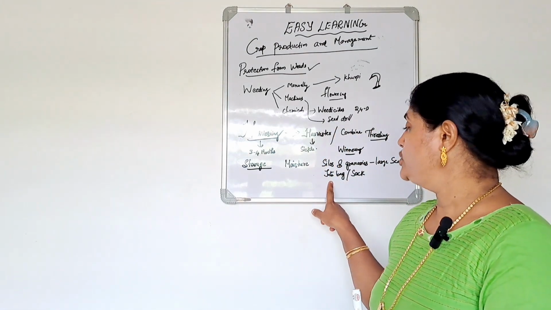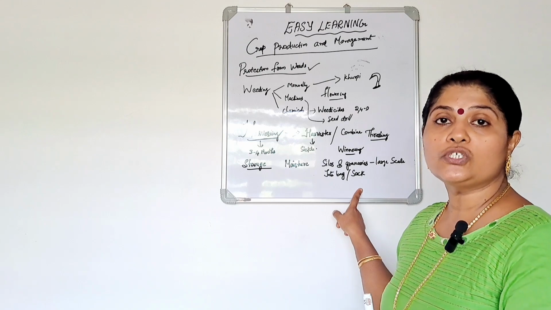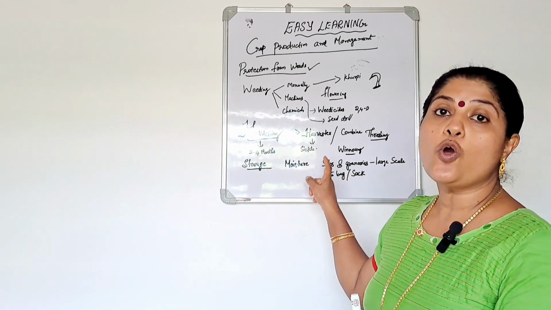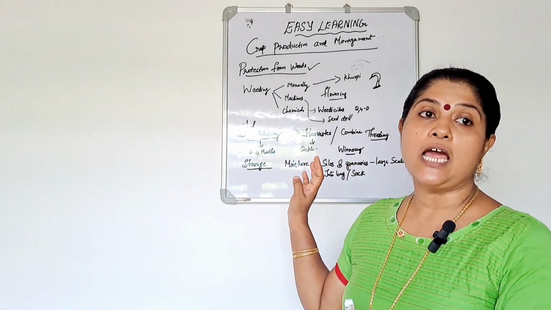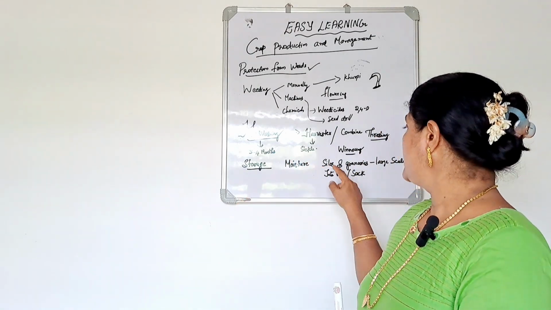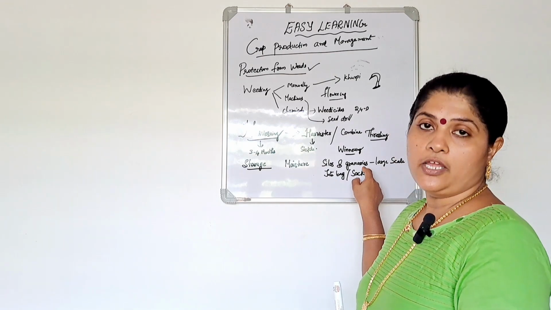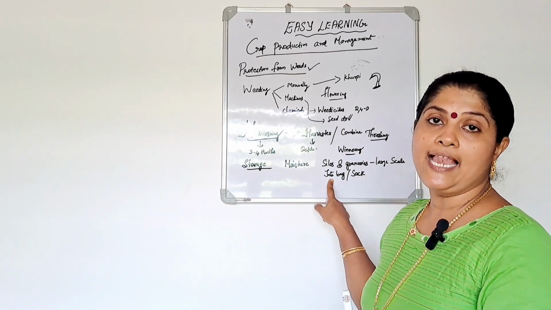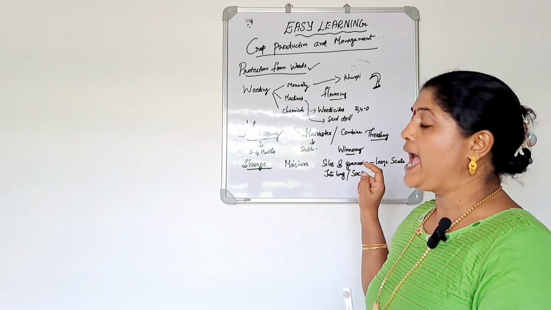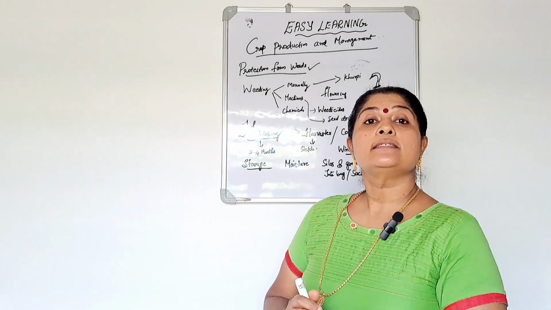So here the jute bag and sack are used on a small scale, and silos or granaries are used on a large scale. If the cultivation is done on a large scale, then silos and granaries are used for storing the grains, whereas if it is done on a small scale, then the jute bag and sack are used.